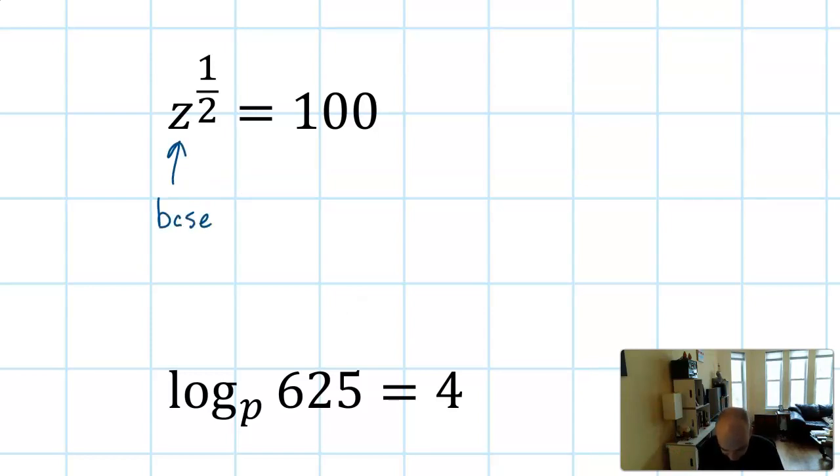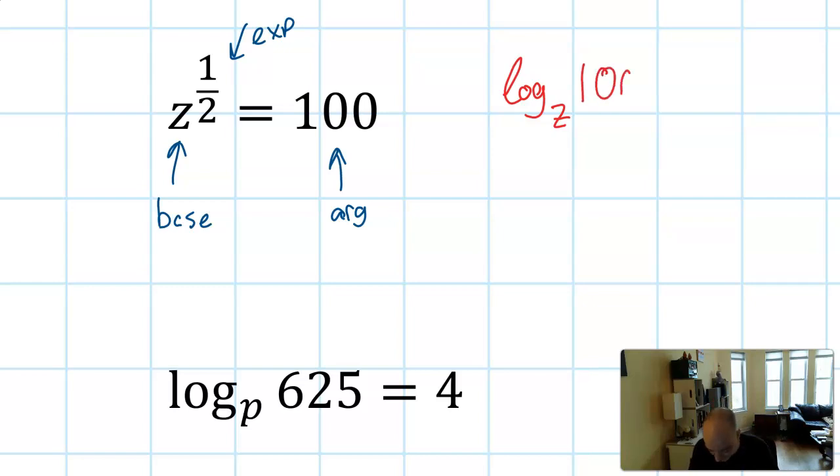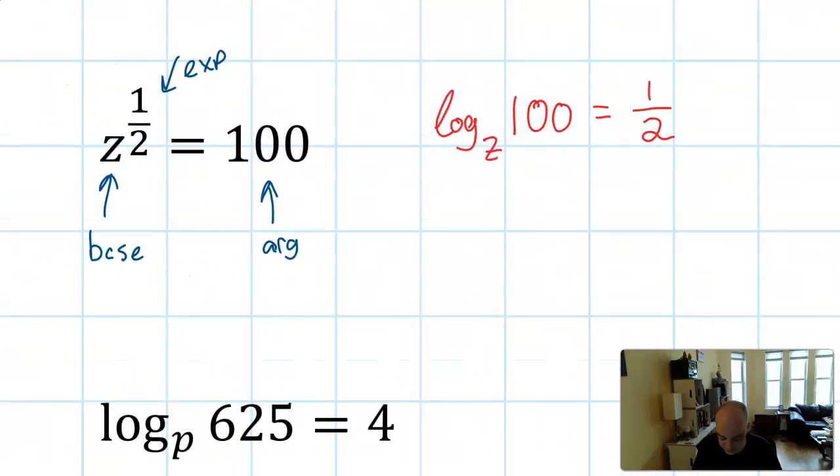What's the base? What's the exponent? And this is going to be the argument of the log. So we will write that the log base Z, so Z, it doesn't matter that that's a letter, it can still be the base of a log. Log base Z of 100 is equal to 1/2. Now in this case, we kind of actually went backwards from solving it, but this isn't asking us to solve. This is just saying switch the form. We have now switched the form, so this problem is completed.